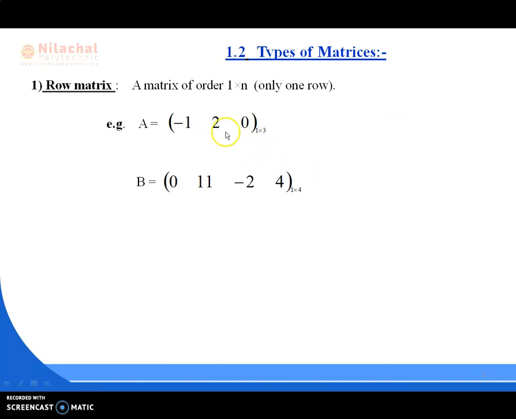So A equals [-1, 2, 0], and B equals [0, 11, -2, 4]. Here A has one row only. How many columns are there? 1, 2, 3. So the order is 1 by 3. Here B matrix has 1 row and how many columns? 1, 2, 3, 4. So 1 by 4.